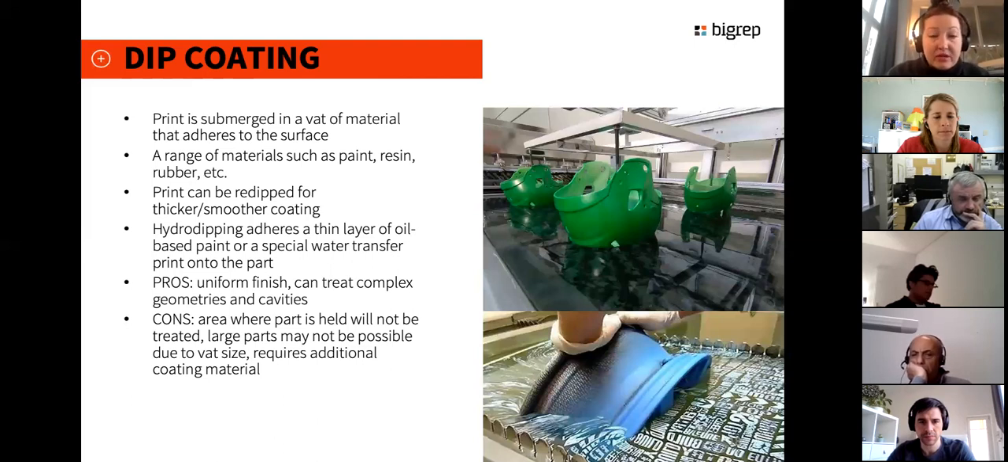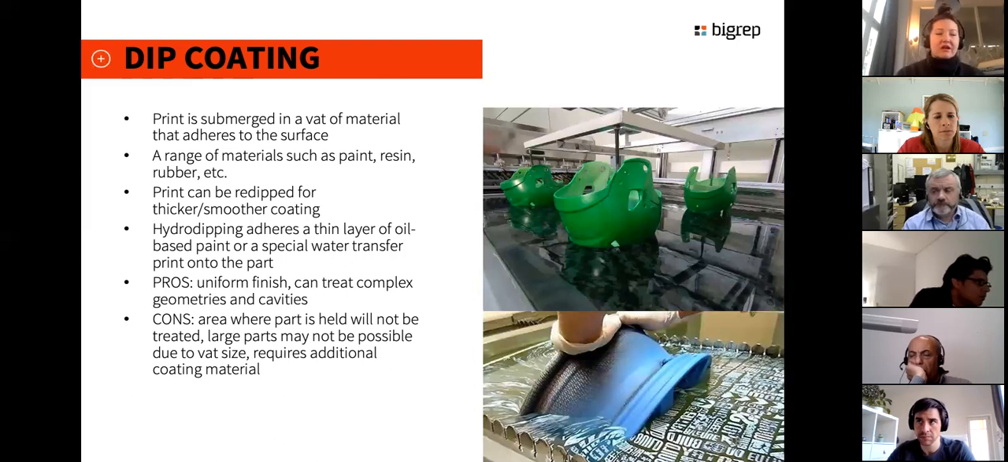The pros with dipping here are that you get a really uniform finish and you can treat complex geometries and cavities. The cons are when you're dipping it, you have to hold the object at some point. So wherever it's being held, it will not be treated. Also, if you have really large parts, it's going to be maybe difficult due to the size because you need a vat even bigger than that. You may also need an additional coating material, like for example, with the hydro dipping water transfer printing.